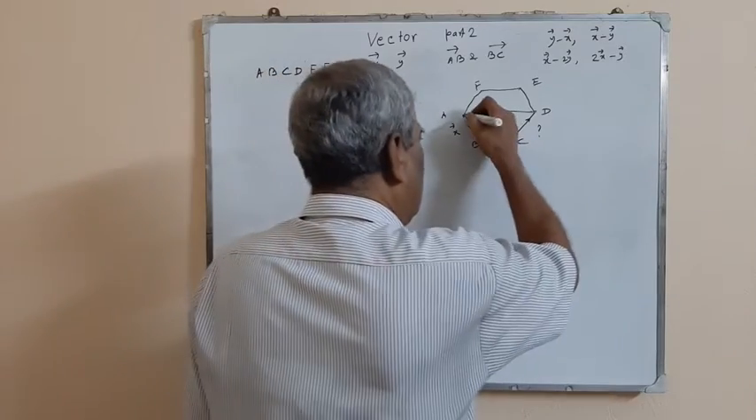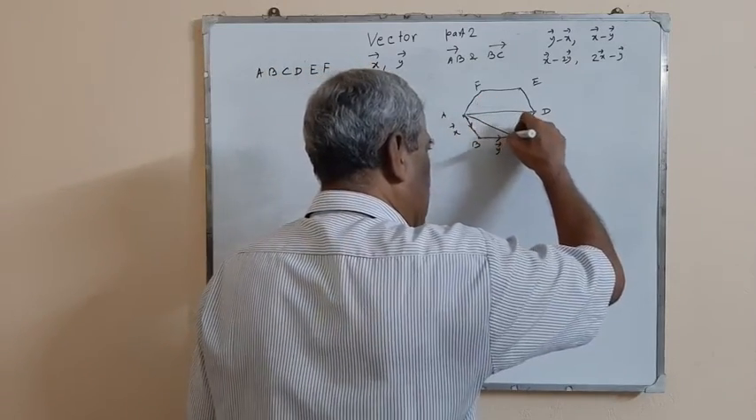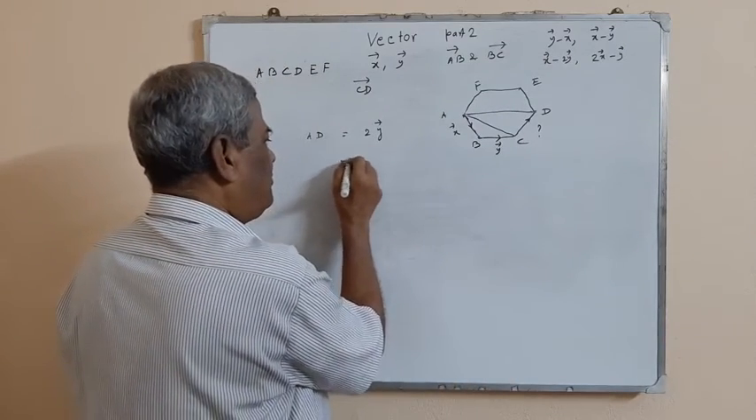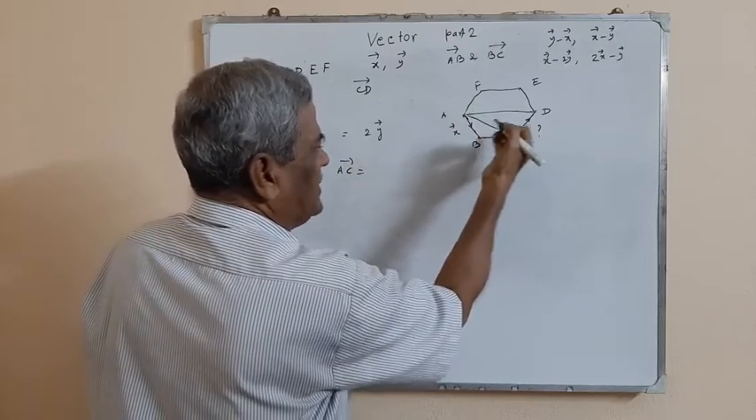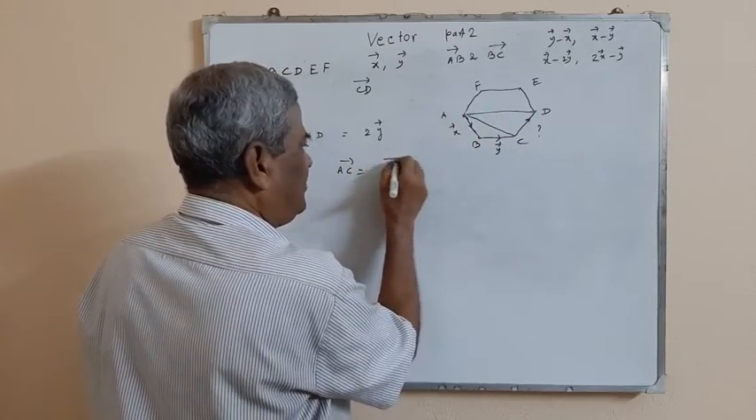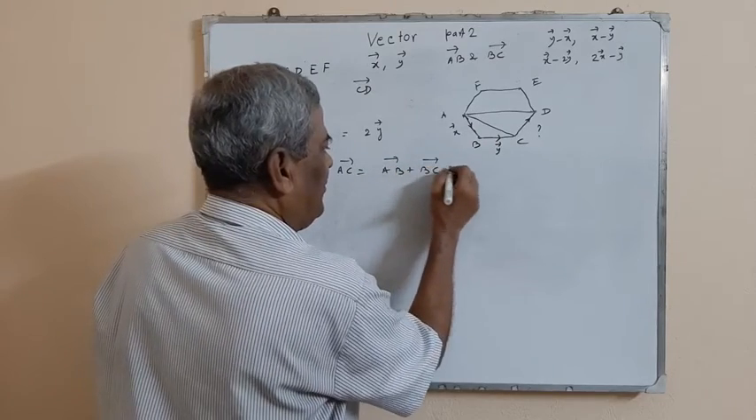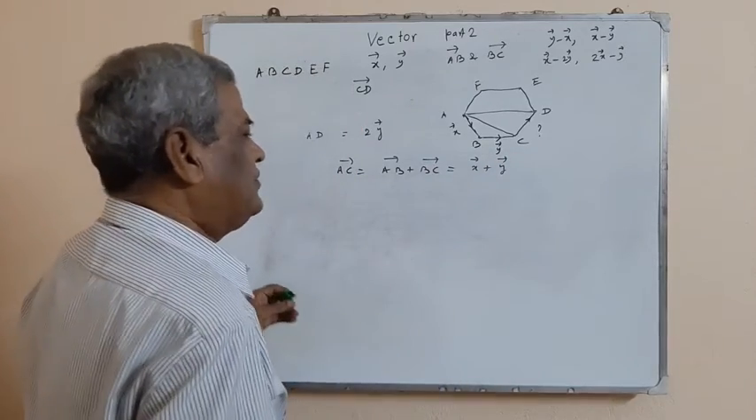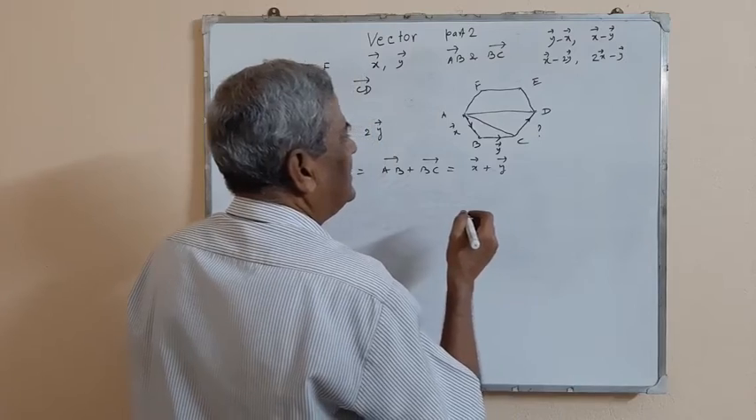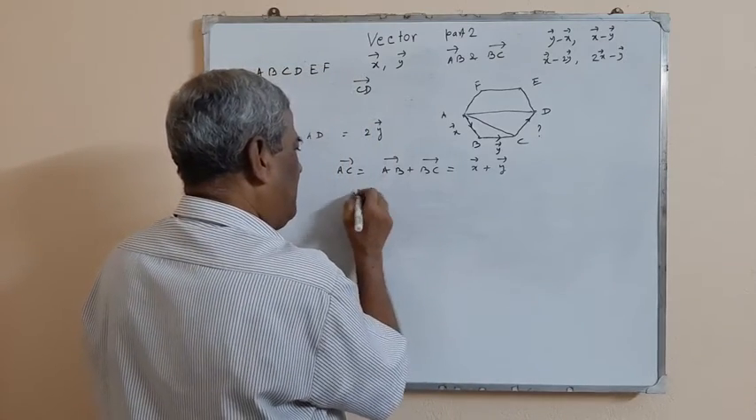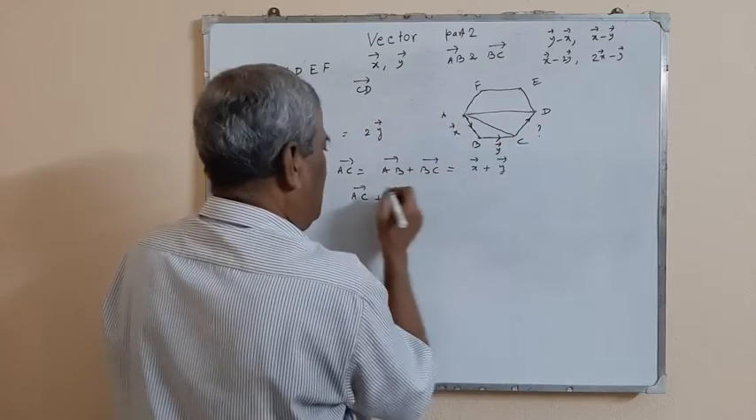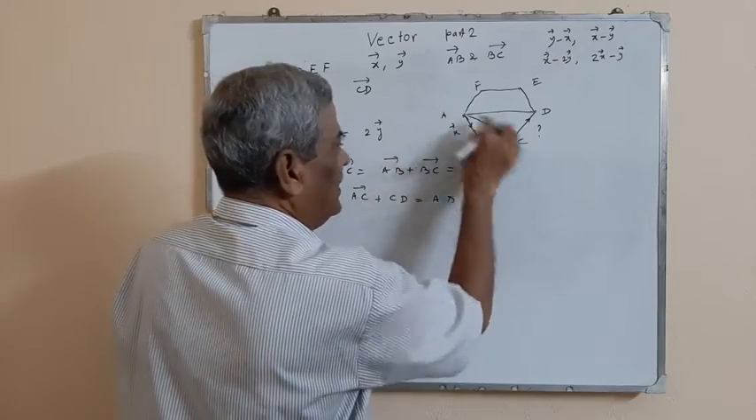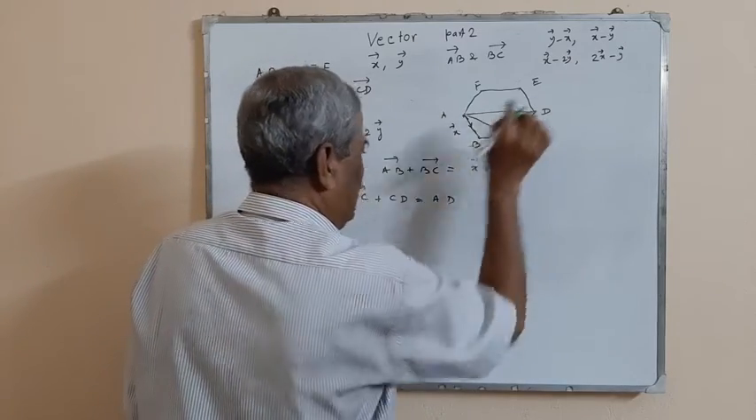But anyway, let us join A to C. AC vector is equal to AB vector plus BC vector. AB vector is x vector plus y vector. Once again, AC vector plus C to D is equal to A to D. A to C, then C to D, it is A to D.